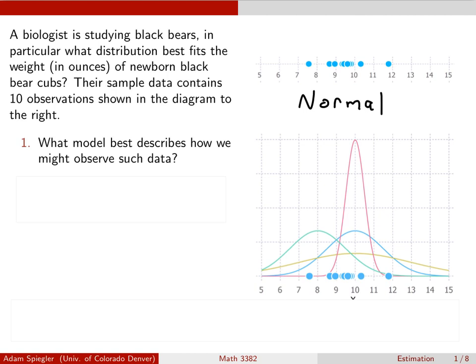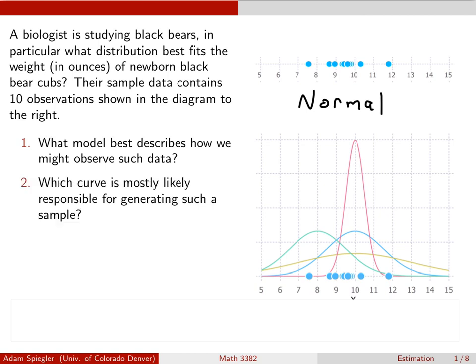Once we pick a model based on, say, the shape of the data, the next thing we need to do is recognize that there are all kinds of different normal distributions. So which normal distribution fits that data best? You can think about this in some sense as a curve fitting sort of problem. We have all of these different curves in red, blue, yellow, and green, and which of them seems to model the data that we have over here the best?